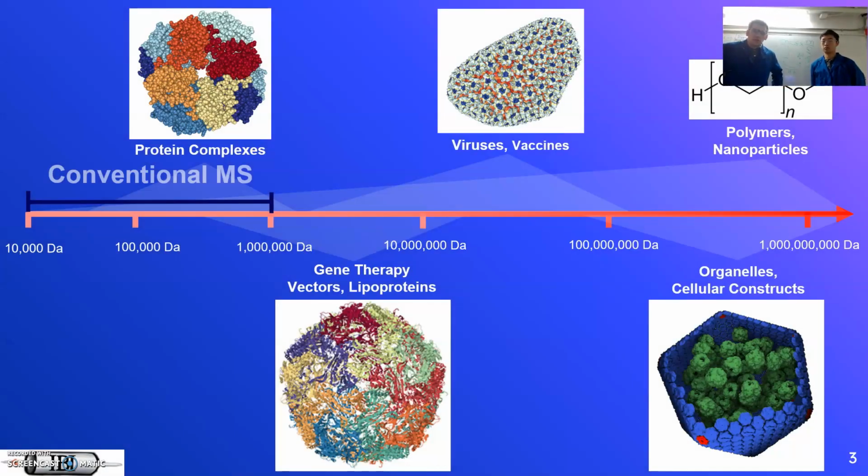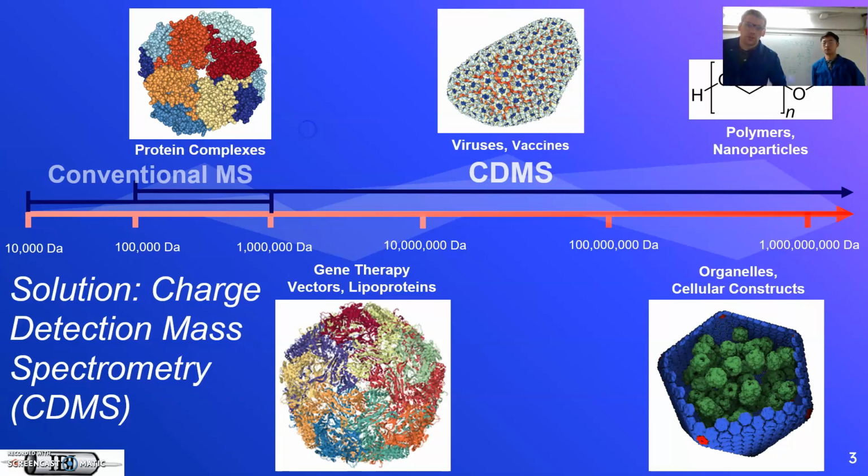Just to give you a measure of that, conventional MS techniques are usually good to about 1 million mass units, give or take. However, there are lots of interesting analytes out there, especially in the fields of biomedical research, biochemistry, and chemistry, where the analytes are larger than that. Gene therapy vectors, lipoproteins in cholesterol research, viruses, vaccines, pieces of the cell, organelles, and polymers and nanoparticles in material science. All of these things can weigh far more than 1 million mass units. But we have a solution.